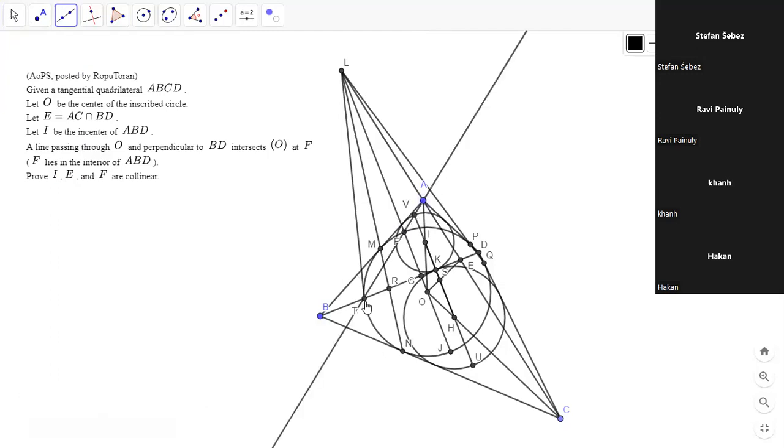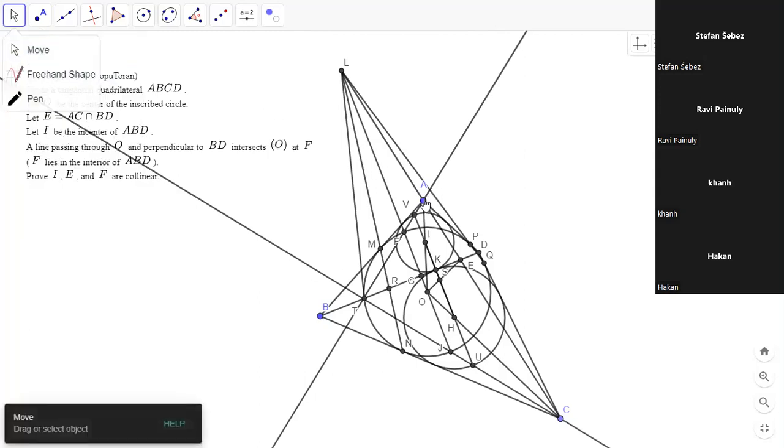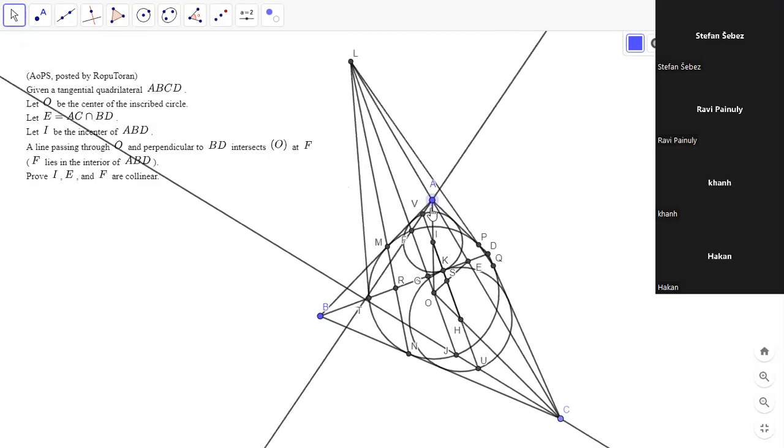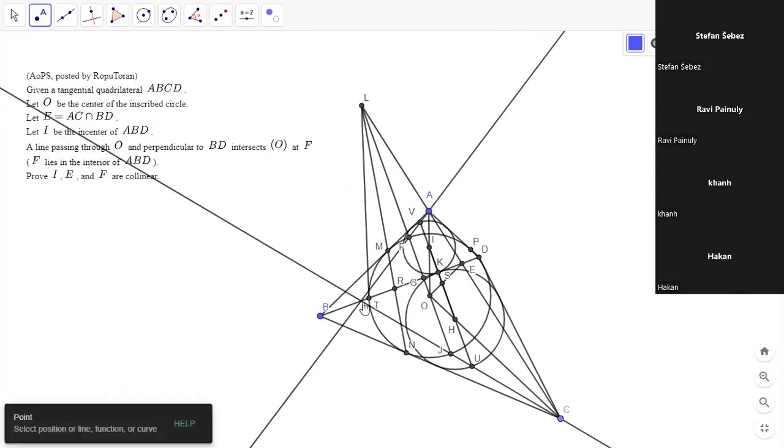And it looks like it passed through T also, right? I'm not sure if it passes through T, but it concurs on BD, and I have proved that. Okay. Let me, yeah, okay, you're right. Yeah, it doesn't concur at T, but it concurs at some point on BD. Yeah. Okay.